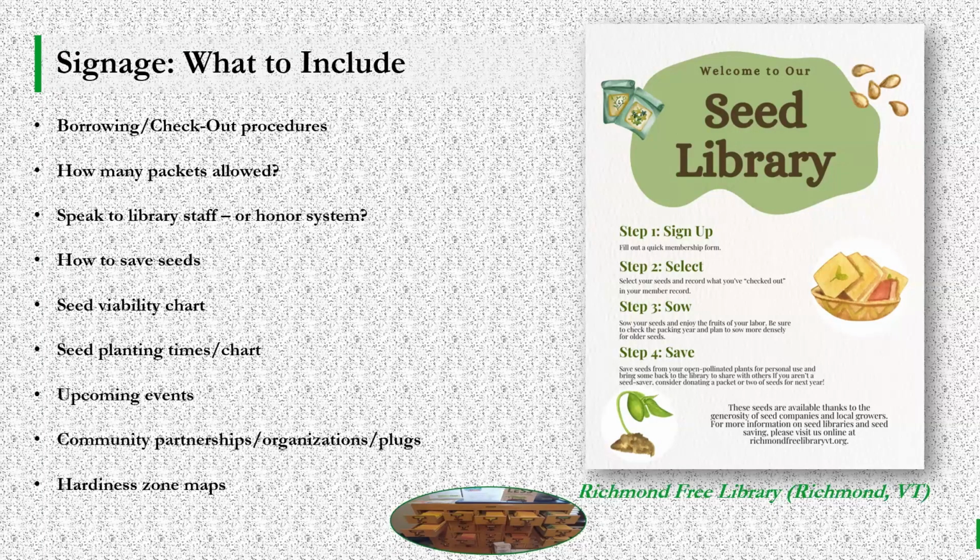And then hardiness zone maps. These are extremely useful because not everywhere in the United States, you're going to have all sorts of different hardiness zones. And based on that, various things can or cannot be grown in those areas.